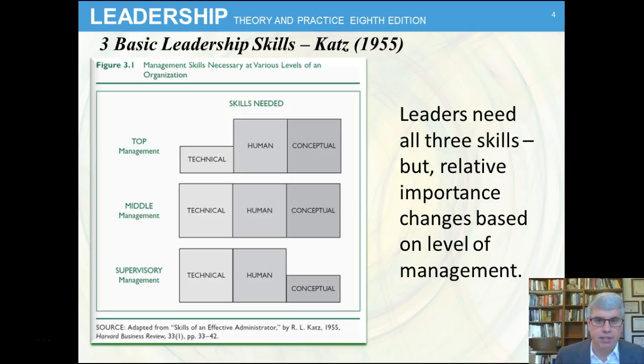So this is what's called the three basic leadership skills model of Katz, or sometimes it's called administrative skills or management skills, because back in the 1950s, the topic of leadership wasn't really in style. They talked about administration or management. So leaders need all three skills, but the relative importance of each of the skills changes based on the level of management. So that's the first aspect, the first skills approach.